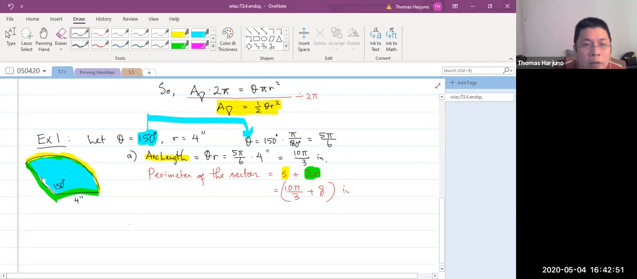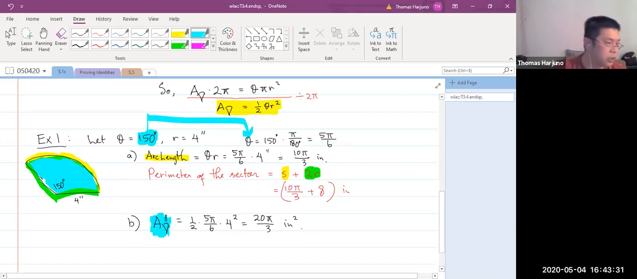Okay, now how about if we need to answer the sector area. Area of the sector will be 1/2 times theta, which is 5 pi over 6, times radius squared. 16 divided by 4, that's 4, so that will be 20 pi over 3 square inches. That's for the area of the sector.